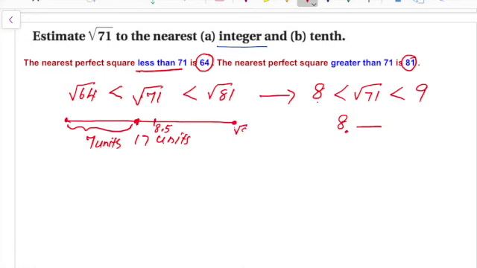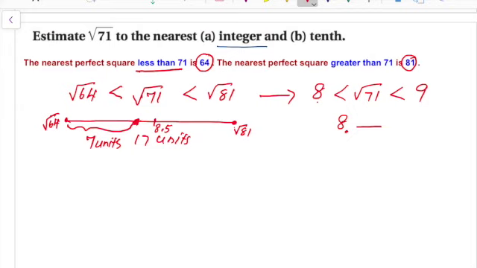If this is the square root of 81 and the square root of 64, you divide the distance between them into 17 units. So the square root of 71 is going to be 7 units from the square root of 64. So it is much closer to 8, which is the square root of 64.